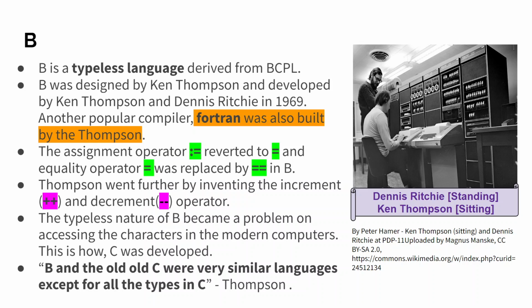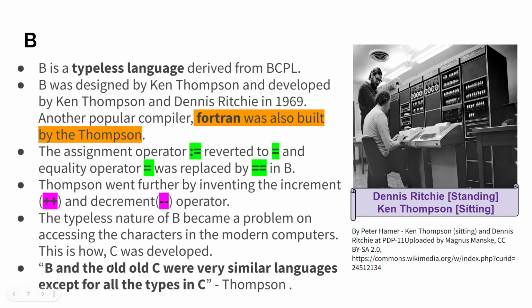B was designed by Ken Thompson and developed by Ken Thompson and Dennis Ritchie in 1969. Thompson also built Fortran. The important point in B was here: the assignment operator reverted to a single equals sign, and the equality operator was replaced by a double equals sign. We use these symbols nowadays instead of the older ones. And Thompson also invented the increment and decrement operators, plus plus and minus minus.